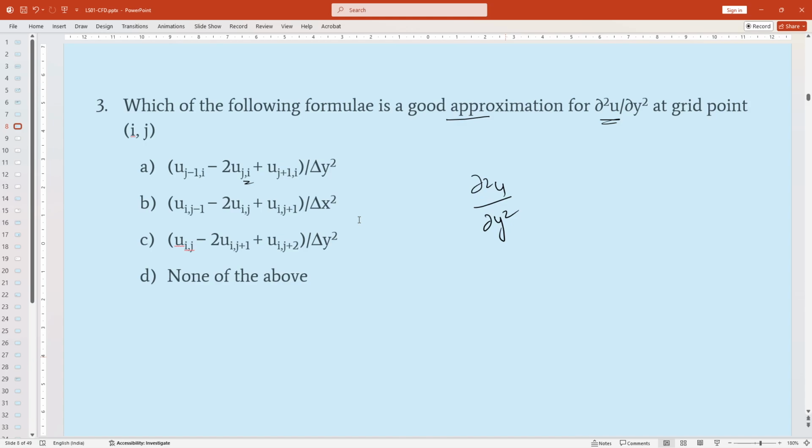So here it is giving the distribution of u in the y direction. So how can we discretize that, how can we convert it into an algebraic equation? Which of the following is the answer? You can try to do it by yourself and please inbox the answer.